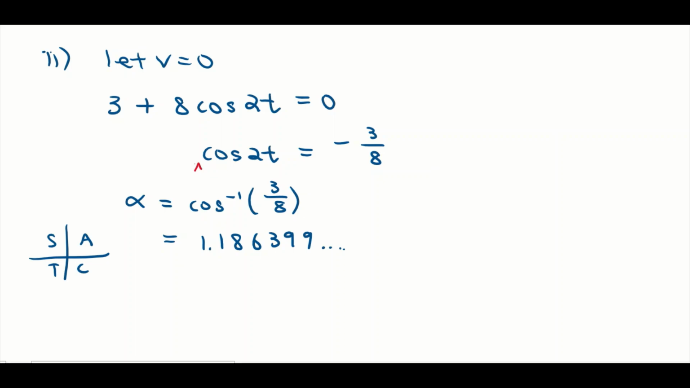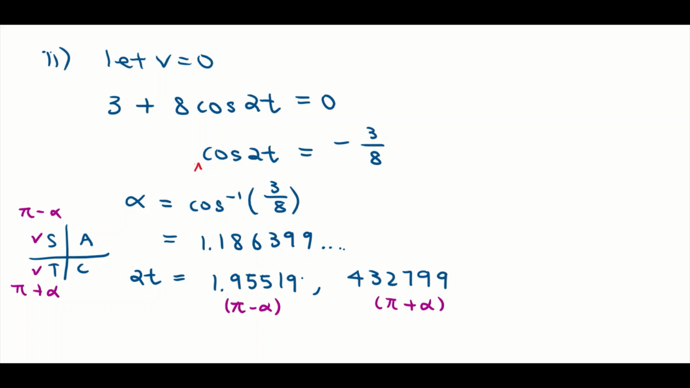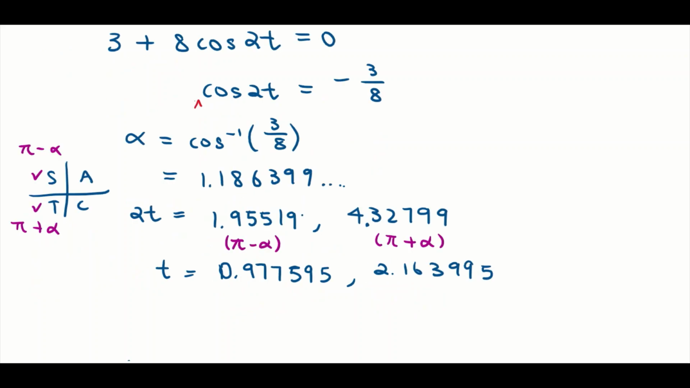Based on ASTC, since cosine is negative, it would be in quadrant 2 and 3, which means 2t will have two values, pi minus alpha and pi plus alpha. These are my two answers, which leaves two values for t when I divide by 2. So I have two answers for t. Which one should I use then?